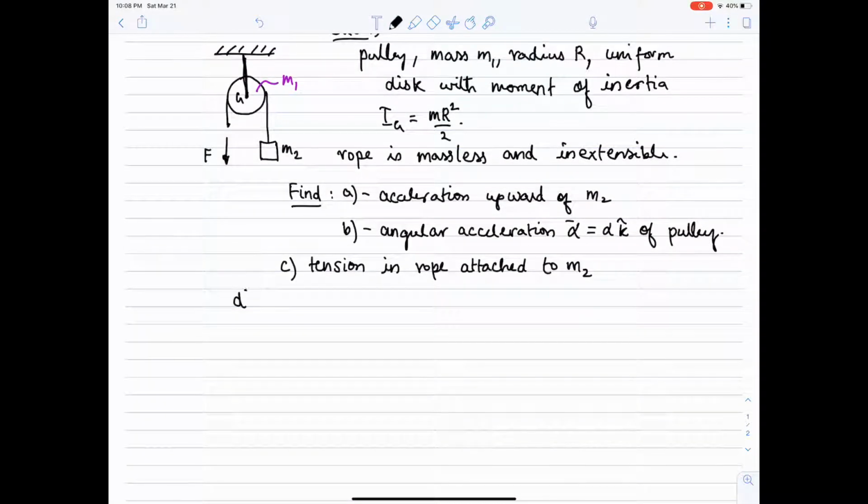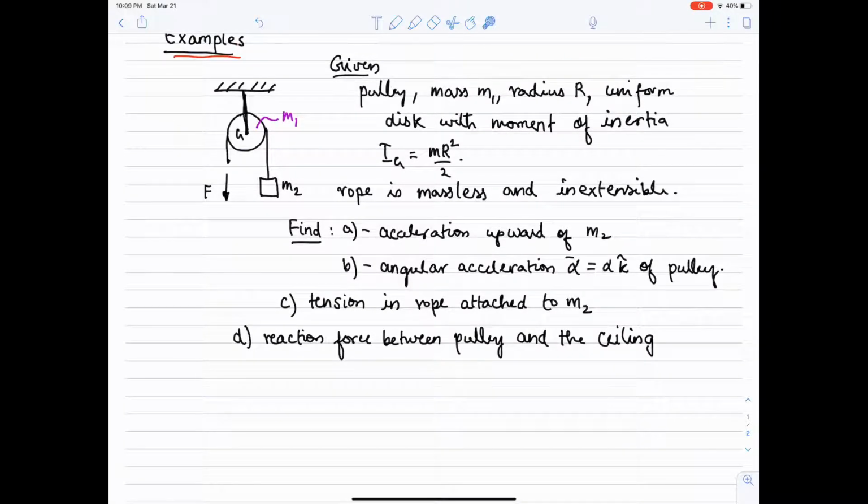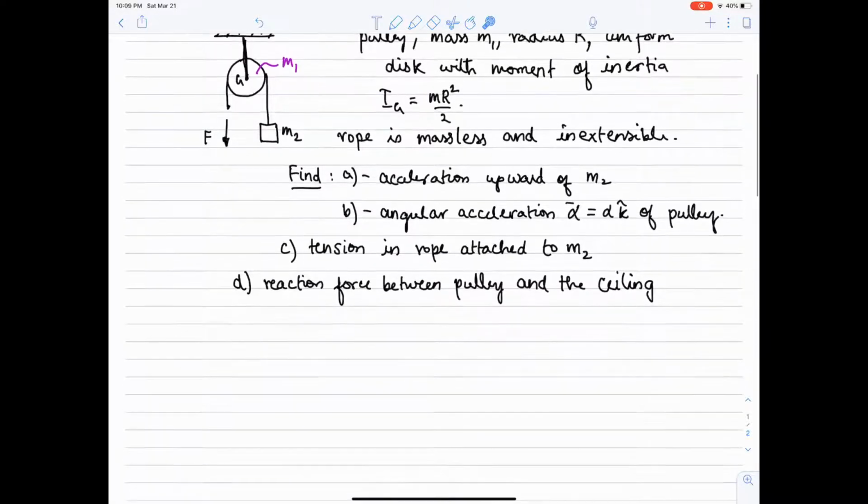And D: reaction force between the pulley and the ceiling. In other words, if there's a reaction force in this support, what is the reaction force that is holding the pulley up is what I'm asking here. Okay, so I would like to find all these things.